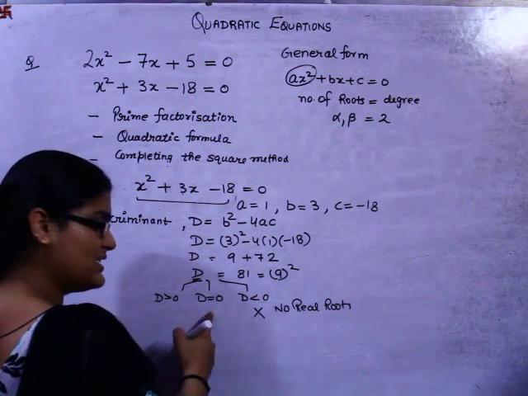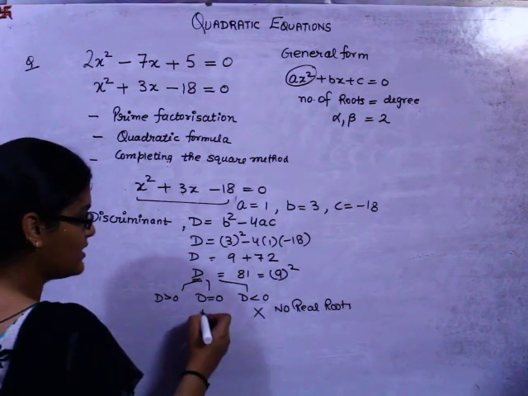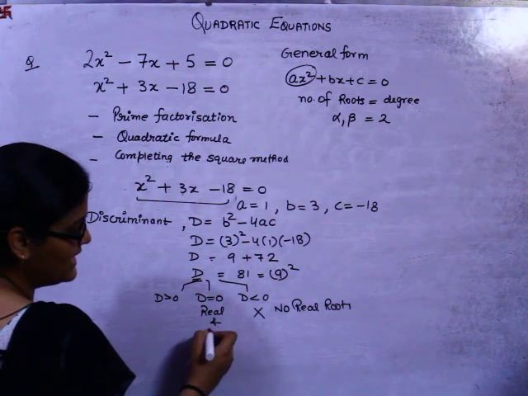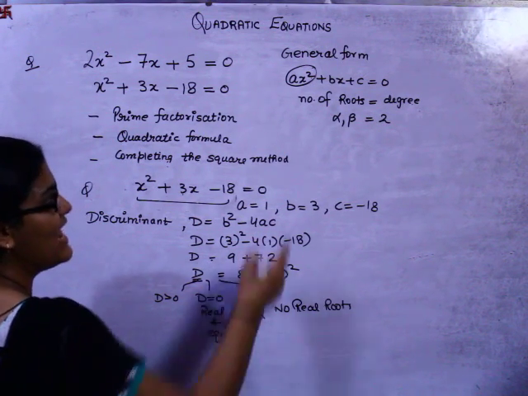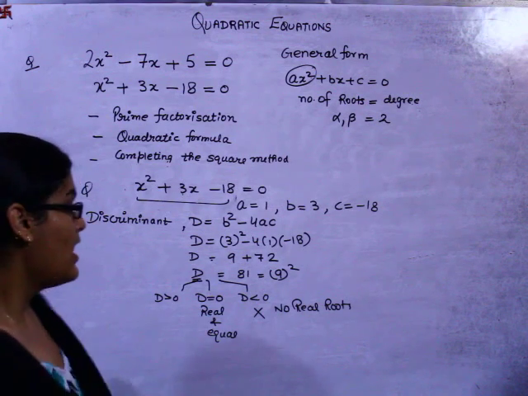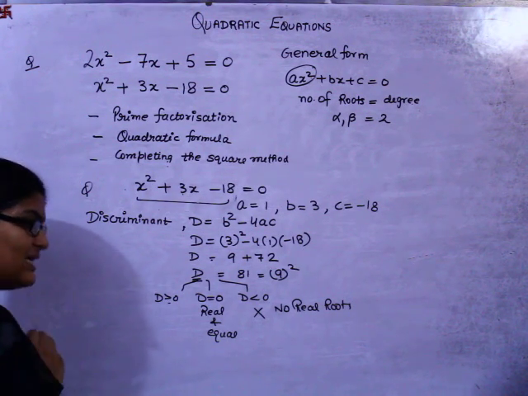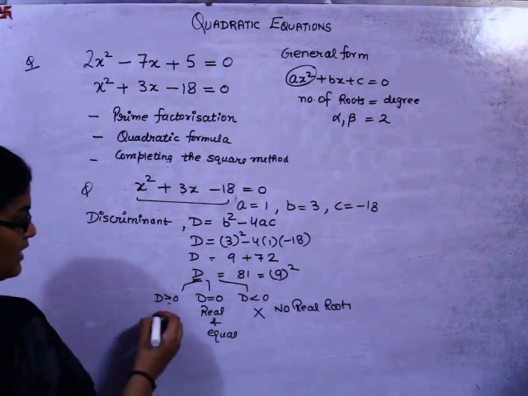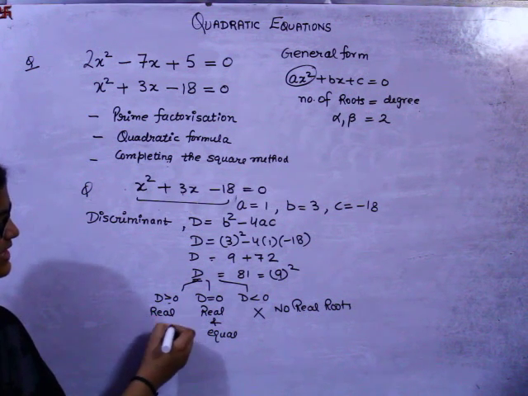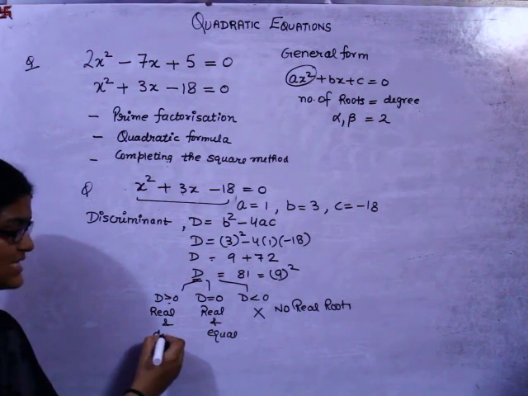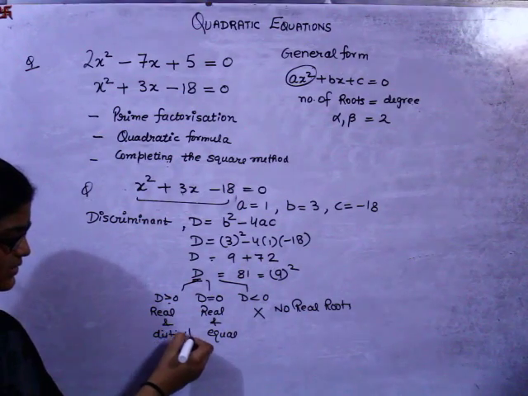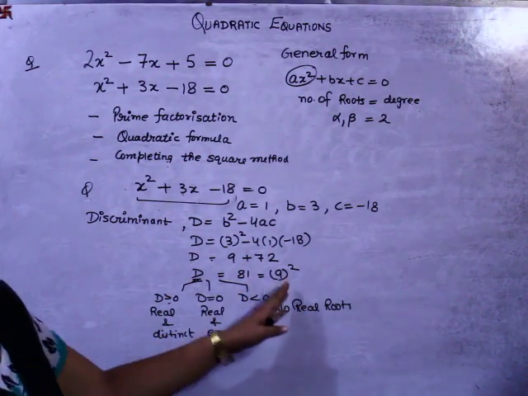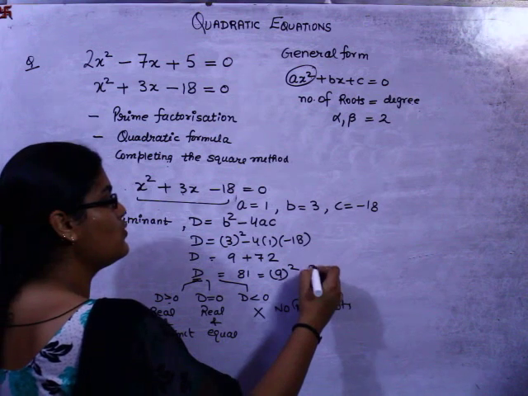Whereas if your D is 0, you have real roots but equal. Alpha and beta both are equal. And if you have D greater than 0 as in this case, then it becomes real and distinct, that is, unequal roots. Okay? So you have here real and distinct roots.